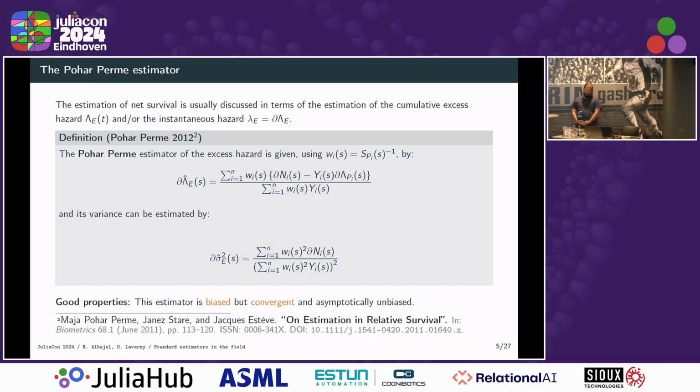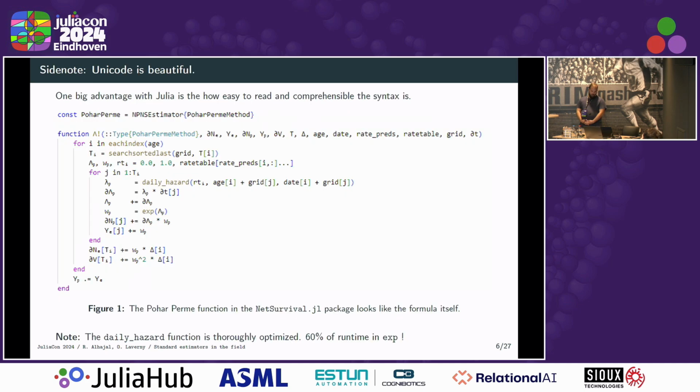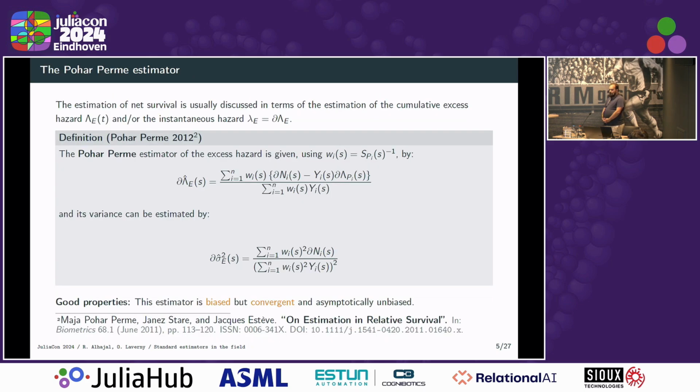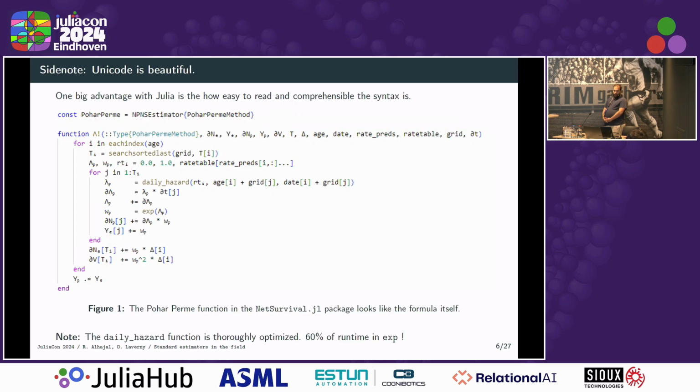What's really cool about Julia when coding this is that the code resembles the formula because we're using the same notations. So when someone reads our function, they're going to understand exactly what it does, as it resembles exactly the mathematical formula presented. One more cool thing is that in this function, 60% of the runtime is due to the exponential function, which is unavoidable, meaning that it's very thoroughly optimized.